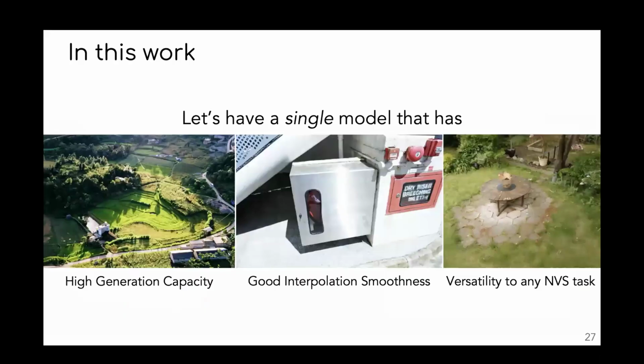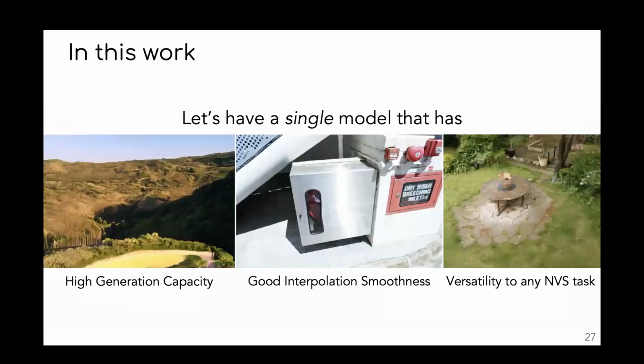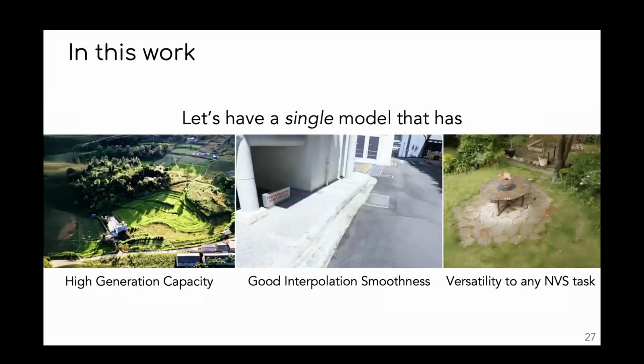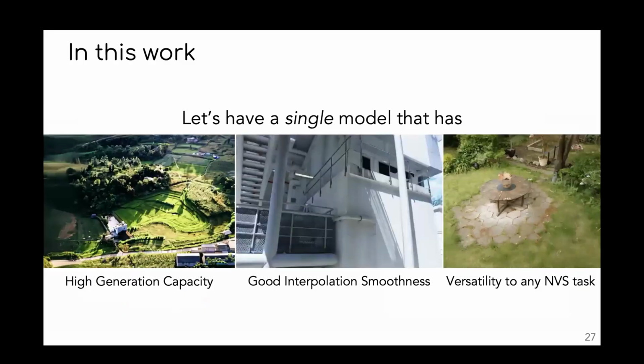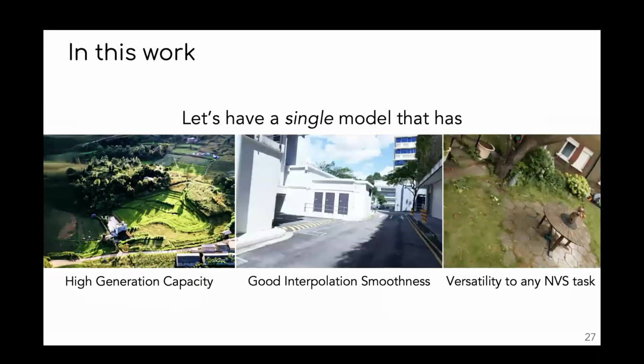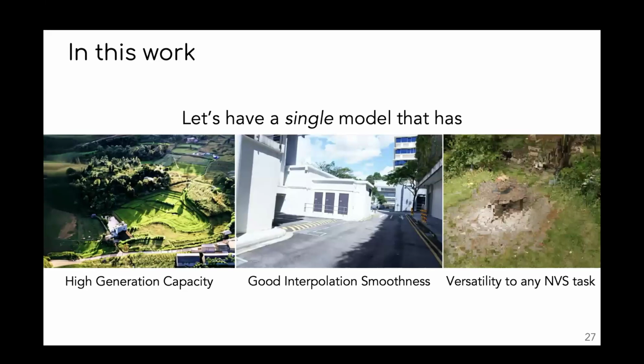In this one, we propose a single model that has high generation capacity. It can generate even 1,000 frames if you want, and it has very good interpolation smoothness. It can create quite good interpolation between different images that are given as input. And it's also quite versatile to many types of NVS, novel view synthesis, tasks. It can take a single image, 2 images, or a few images, and the images can be quite far apart or close by each other.